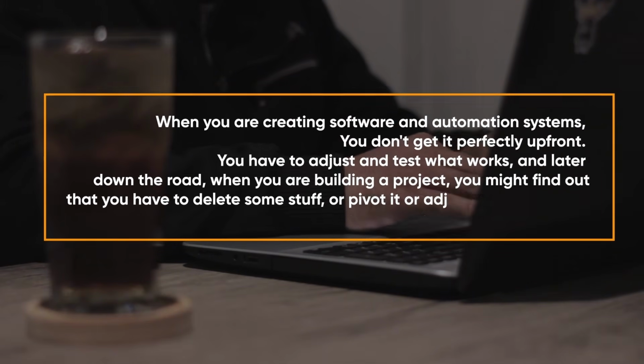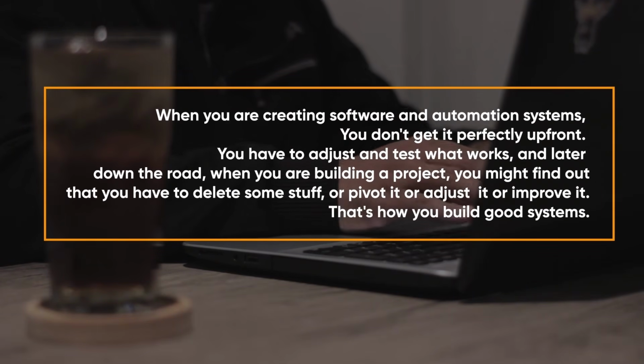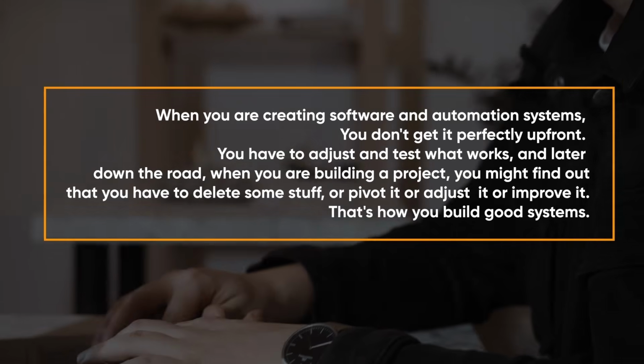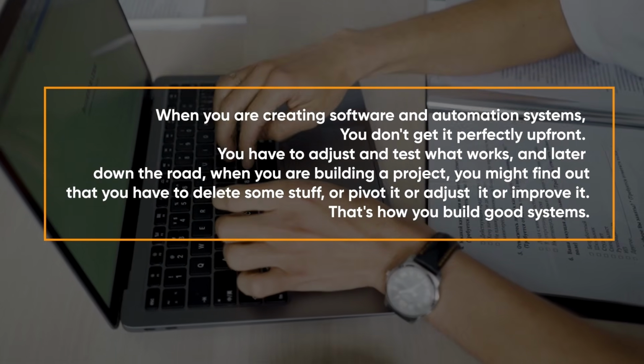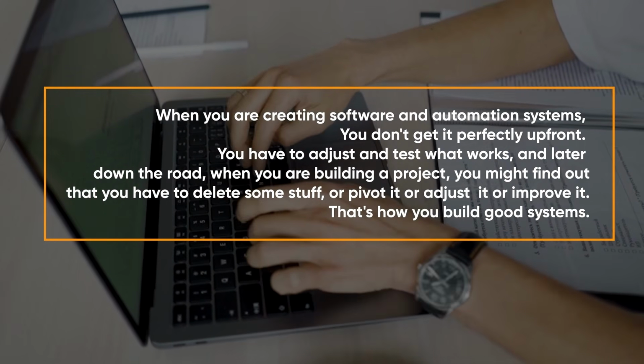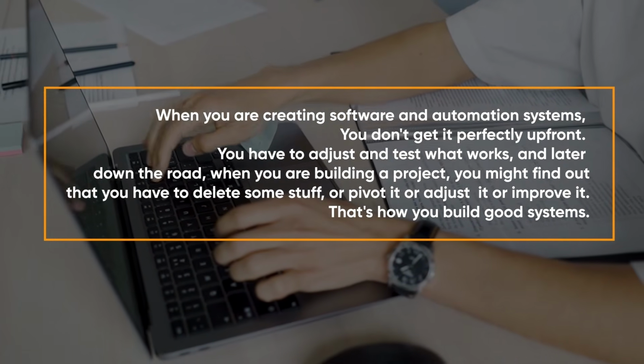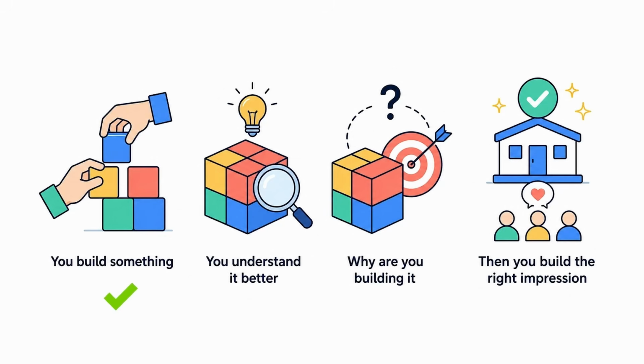A business lesson: when you're creating software and automation systems, you don't get it perfectly upfront. You have to adjust and test what works, and later down the road, when you're building the project, you might find out that you have to delete some stuff or pivot it or adjust it or improve it. That's how you build a good system that is tested and really thought about how it should operate. So you build something, you understand it better while you're building it, and then you build the right version. That email button wasn't a mistake, it was just a starting point.